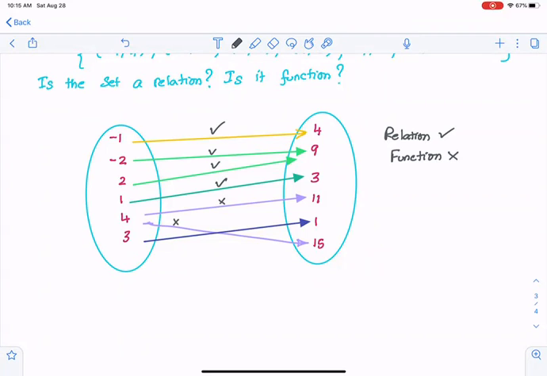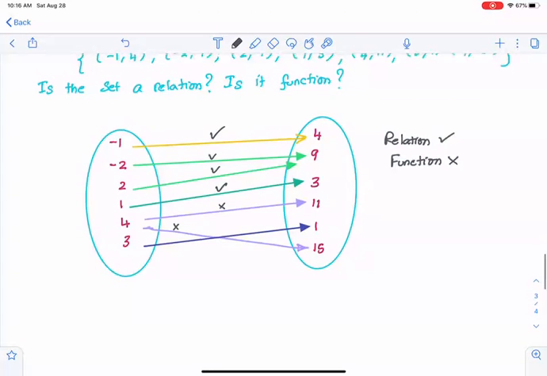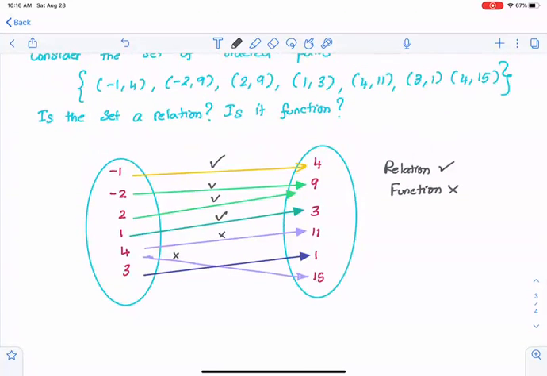So we have a relation, but we do not have a function because one value of x can only result in one value of y, or one value of x cannot take two values of y, but 2 different values of x can have the same y value.